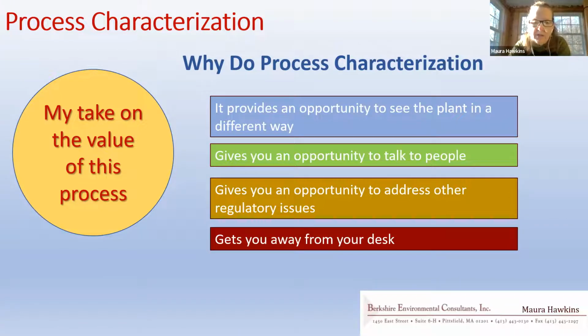I found that sometimes during the process characterization process, you realize that you might have an air emission in a location that you didn't otherwise have, or you might have an opportunity to control an emission that you didn't otherwise know that you had. Like, why don't we just put it here and then we won't have an air emission, or wastewater, that kind of thing. And most importantly, it gets you away from your desk, because we spend a lot of time at our desk, and I would rather not be at my desk so often.